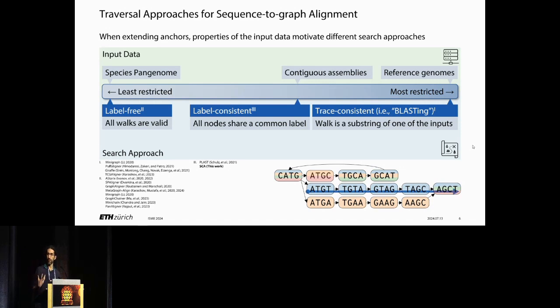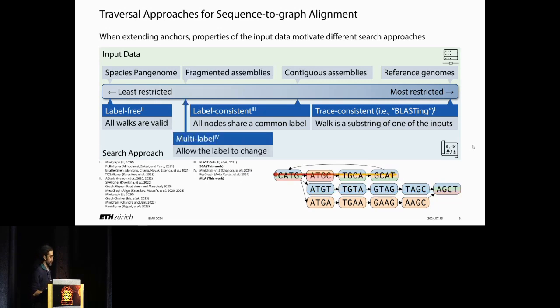But for a number of samples in the SRA, these contiguous assemblies don't exist because they were sequenced at low sequencing depth. So for these fragmented assemblies, we introduced this approach called multi-label alignment, which allows you to change labels and to combine sequence information from different samples to overcome this fragmentation.